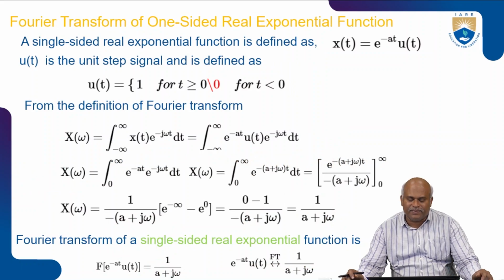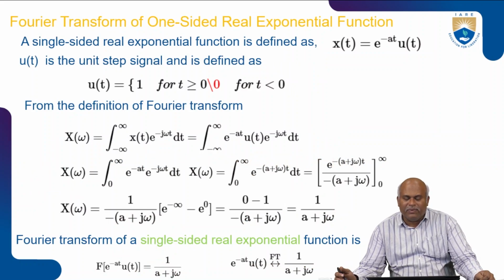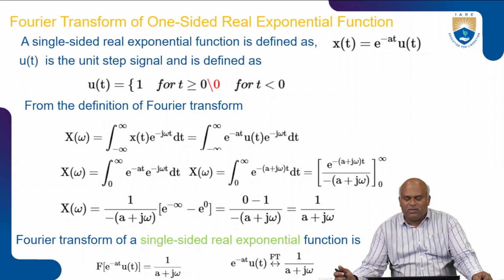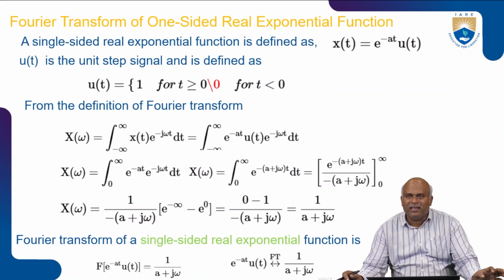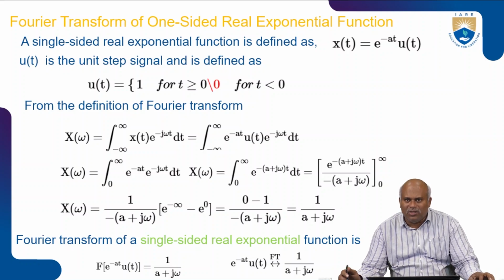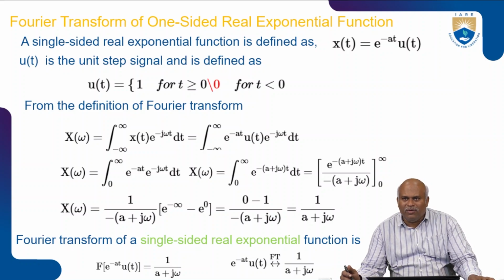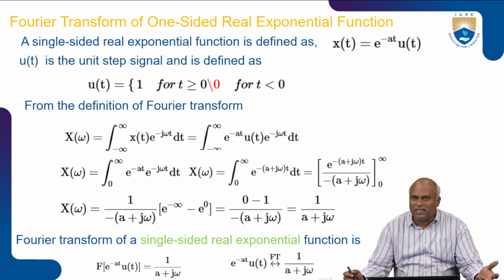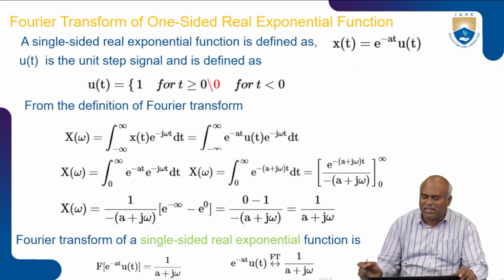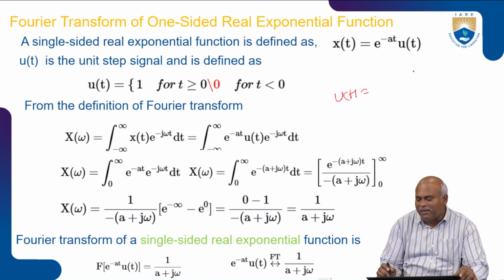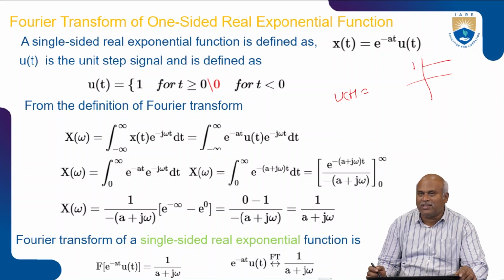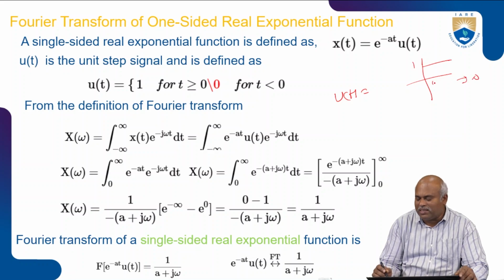Next case, the Fourier transform of a one-sided real exponential signal. One-sided real exponential signal means that only on one side do we have a real exponential signal. We know the one-sided signal is called u of t. The graphical representation of u of t has a maximum amplitude equal to 1, extending up to infinity, and it starts at 0.